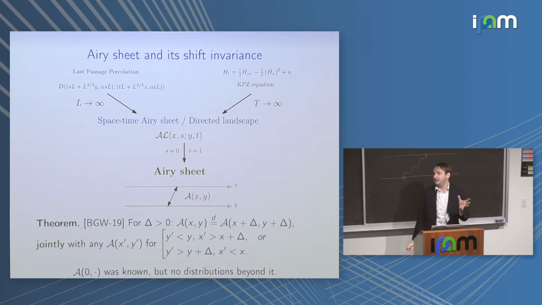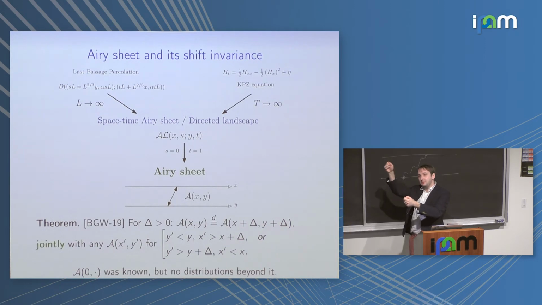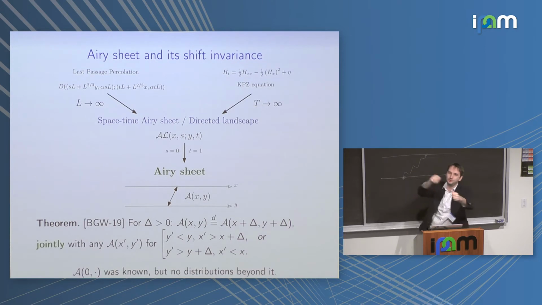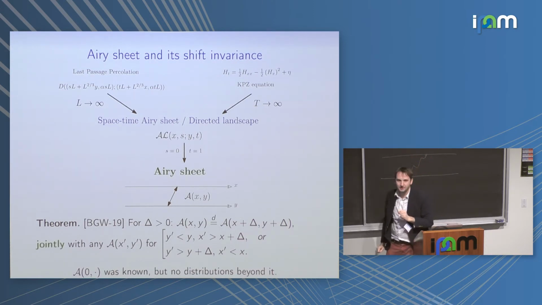And for this object, again, we have a statement of shift invariance. And the statement is very similar again. You're again looking at the distance between 2 points x and y. And the statement is that when you shift these 2 points together by some delta, then the law remains the same. And the statement remains the same if you look at it jointly with any other distances, as long as you again have an intersection condition. So you might look at the distance from a point on the right to a point on the left, or from a point on the left to a point on the right. So that is our shift invariance.